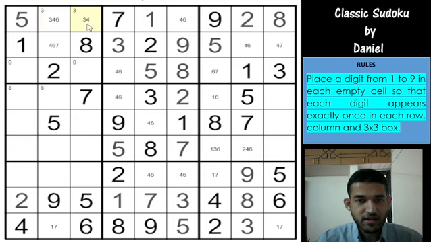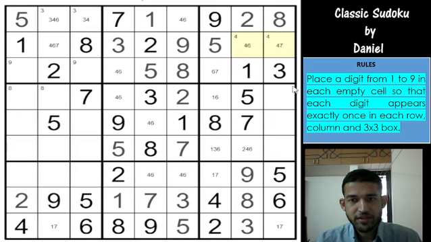6 can't be here, because 6 is in row 9, column 3. And 4 must be in one of these cells. That removes the 4 from here, so that is 6 or 7.